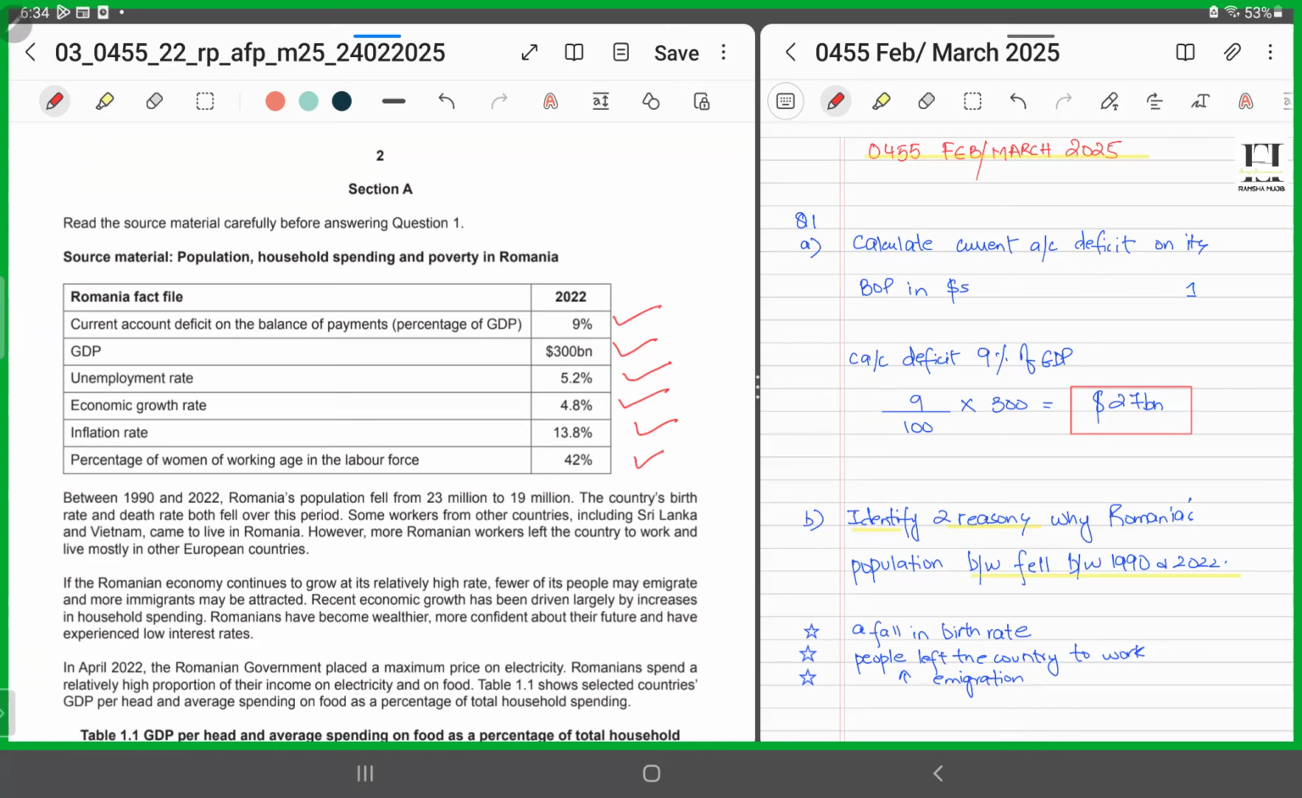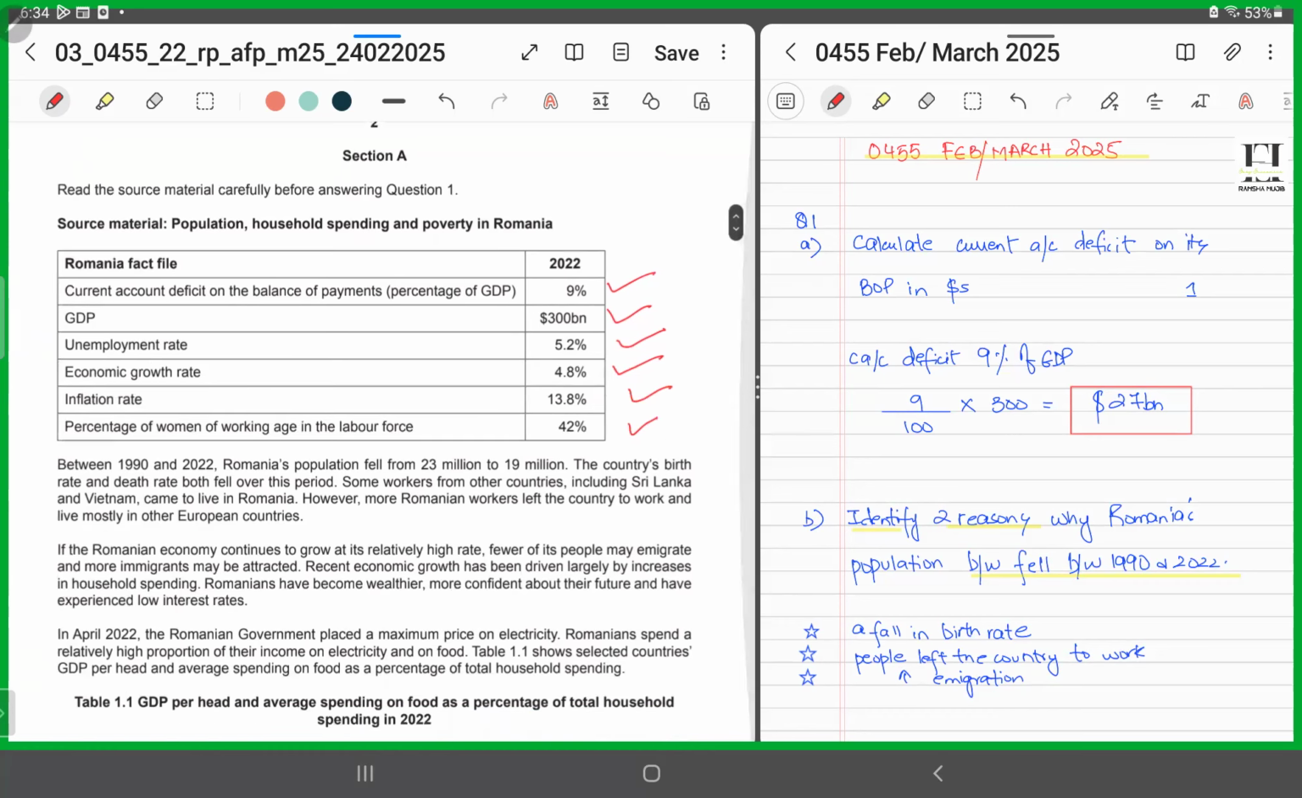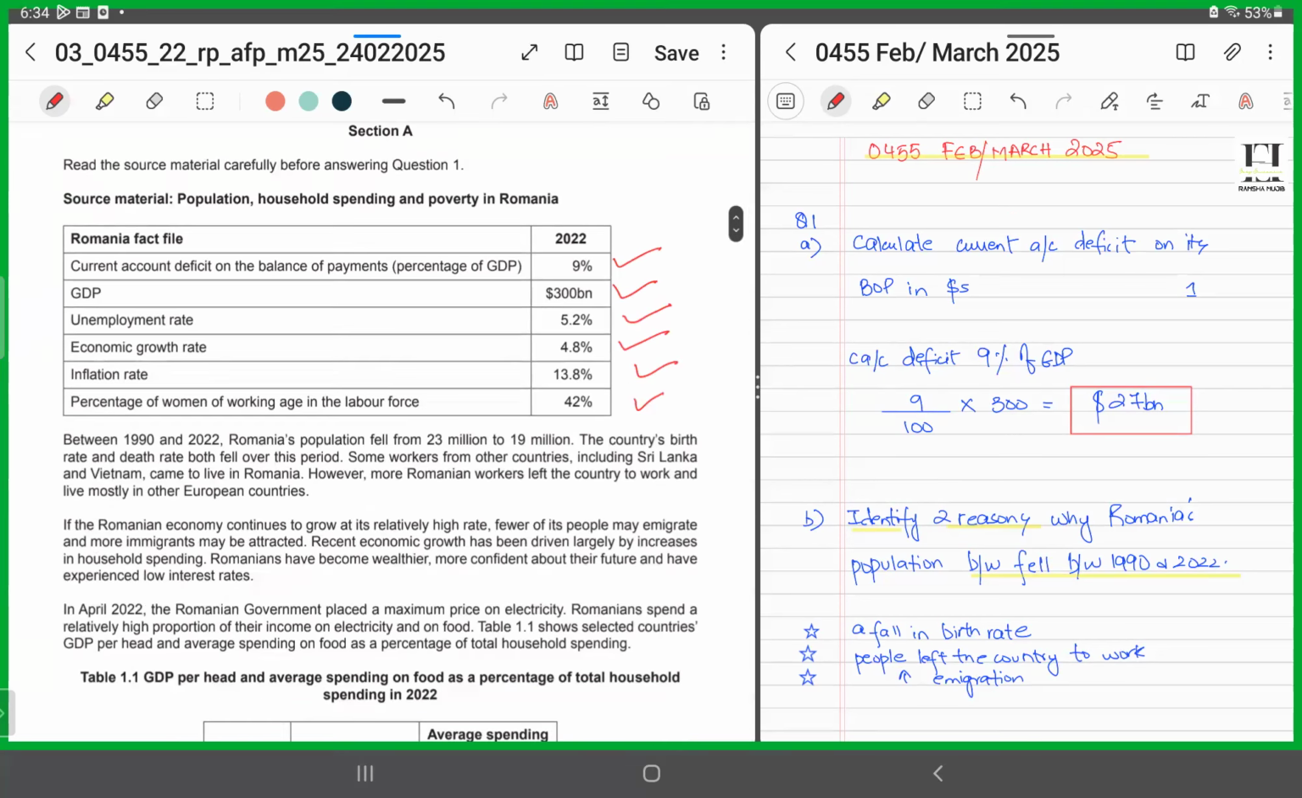Now, what do they say? They say between 1990 and 2022, Romania's population fell from 23 million to 19 million. And what were the reasons behind the fall in the population? They say the country's birth rate and death rate both fell during this period. Some workers from other countries, including Sri Lanka and Vietnam, came to live in Romania. However, more Romanian workers left the country to work and live mostly in other European countries.